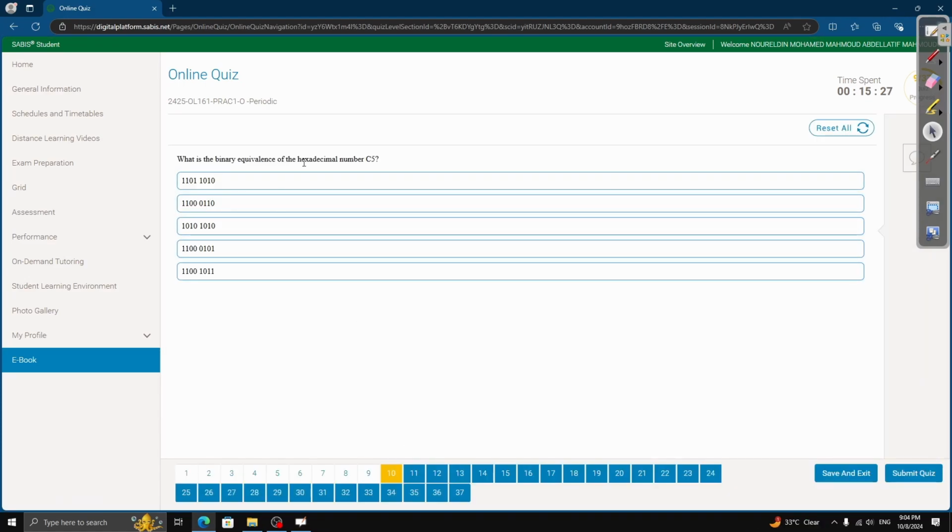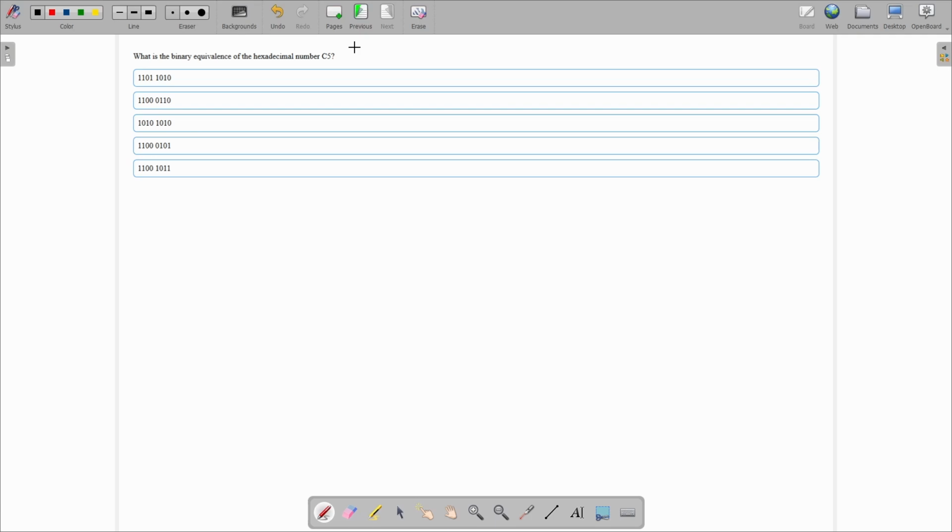This is the binary equivalence of the hexadecimal number C5. There are two different ways to go about doing this question. You can either convert C into the proper number, convert 5 into the proper number, so C would become 12, 5 would stay 5, then you convert 12 to binary on its own, and 5 to binary on its own. Or you can just memorize.